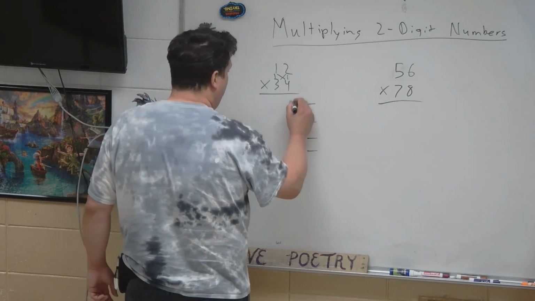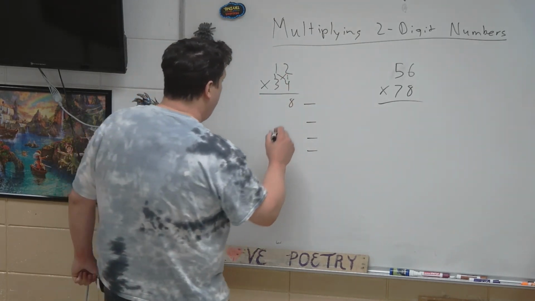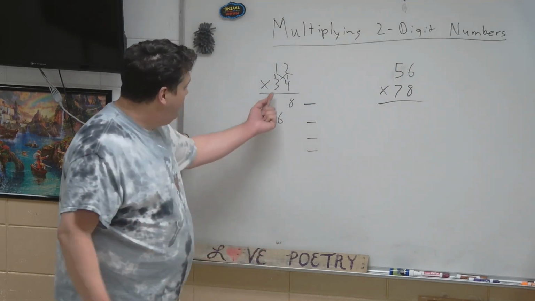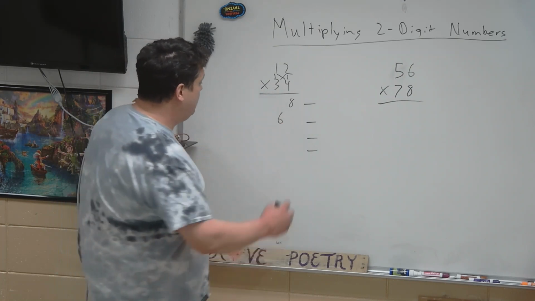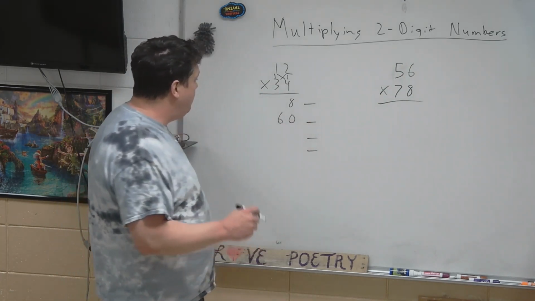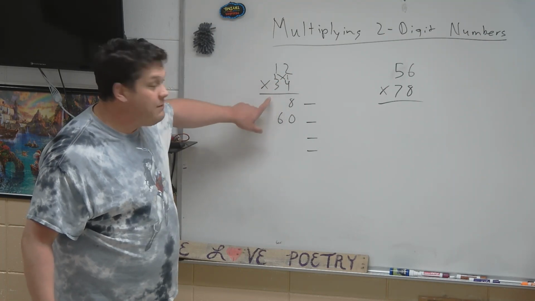2 times 4 is 8. 2 times 3 would be 6, but remember, this 3 isn't really a 3, it's a 30. That's in the tens place. So we need to put a 0 in here in the ones place to show that we're multiplying 2 times 30, or 2 times 3 tens.